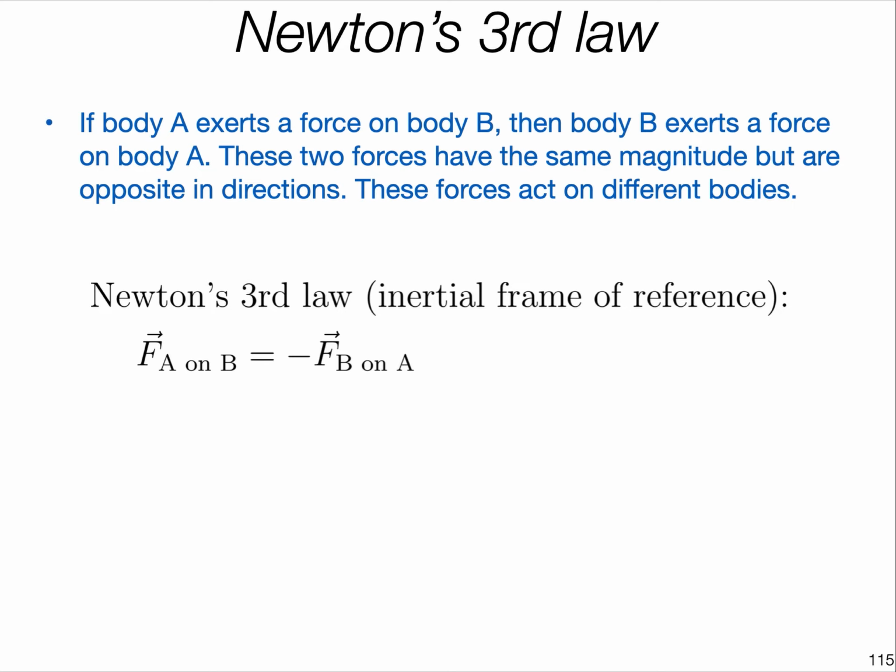Right? So therefore, in equation form, Newton's third law becomes the force of A on B is equal to minus the force of B on A. Right? They have the same magnitude, they only differ by a negative sign. They're in opposite directions. And again, we're talking about two different objects, and that is a key concept here, which we'll talk about in the next few slides.